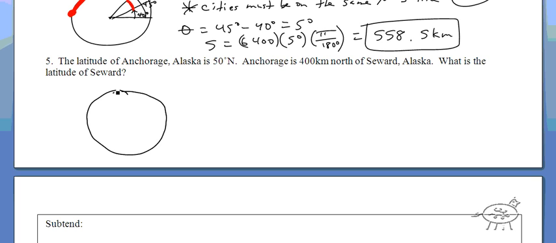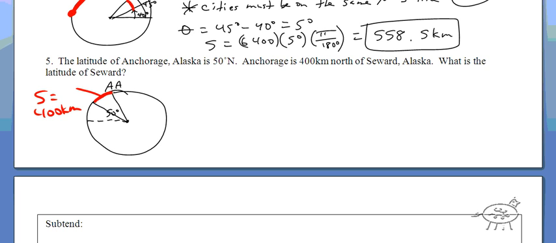So if I draw a picture here, great Earth here, this is the center here, and this is Anchorage, Alaska. And Seward, Alaska. So here's my equator, and that is 50 degrees, right? 50 degrees north. And Anchorage is 400 kilometers north of Seward. So if I draw another line here, this arc length, because now I'm giving you the distance between them, this arc length right here, which is S, that is equal to 400 kilometers.